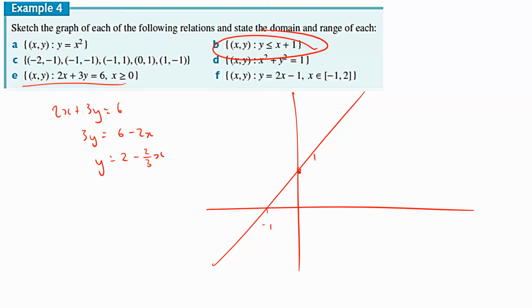So this is what my graph looks like, right? That's all the equals. This is when y equals x plus 1, right? This is the graph of y equals x plus 1. But I also want y is less than x plus 1. So what would that be? Where is y less than x plus 1?